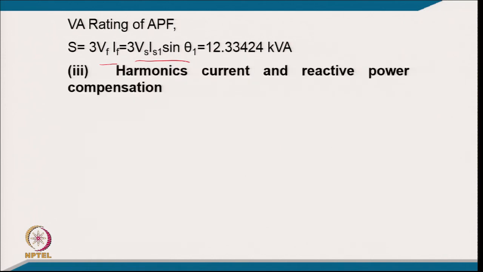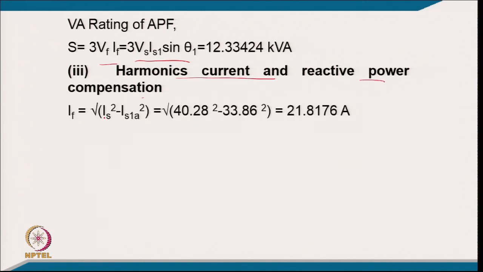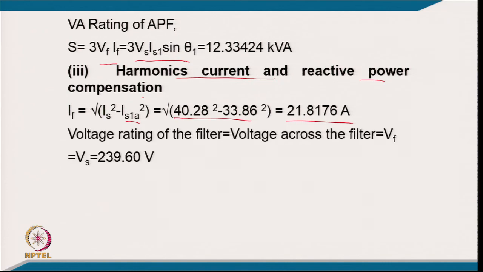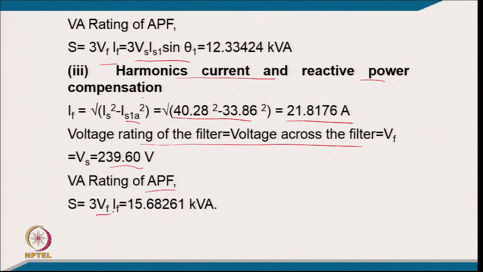So it comes to 3 Vs IS1 sin theta 1, which is 12.33424 kVA. And now, if we want to provide the rating for both harmonic current and reactive power compensation, then IF equals the square root of IS square minus IS1 square. Putting in the value, it comes to 21.8176 ampere, and the voltage rating will be the same as the PCC voltage, 239.6, and the VA rating will be 3 VF IF. Putting in the values, it will be 15.68261 kVA. So this rating is certainly higher than the rating used only for reactive power.